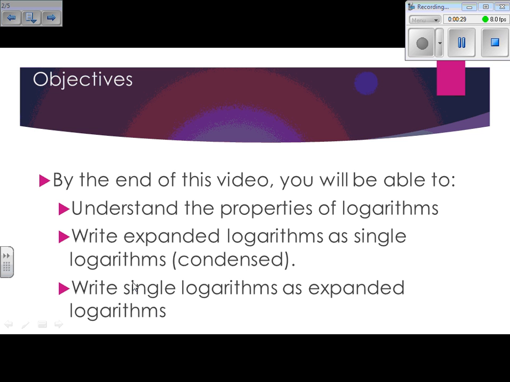By the end of this video, we're going to be able to do the following things. You'll understand the properties of logarithms. You're going to be able to write expanded logarithms as single logarithms, sometimes called a condensed form. And then we're going to write single logarithms as expanded logarithms. So we're going to be taking something that's compact, condensed, and we're going to expand it and make it longer.